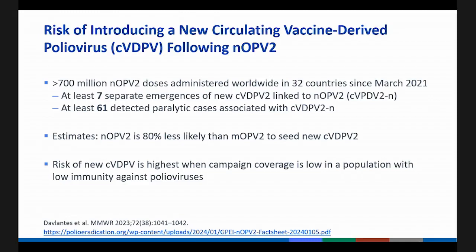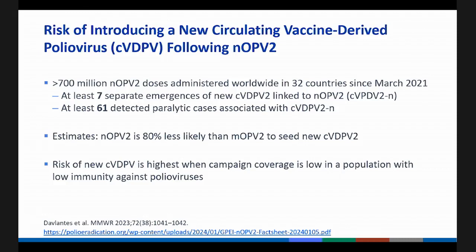We also know that there's a risk of ongoing transmission of the NOPV2 virus with reversion to a VDPV. This risk is difficult to quantify, but so far we know that there have been at least 7 separate emergences of a new CVDPV2 linked to NOPV2, and at least 61 associated paralytic cases worldwide from these emergences. I'll note that these are numbers that have been published in the literature so far, and that the actual numbers are likely higher as NOPV2 use increases globally.